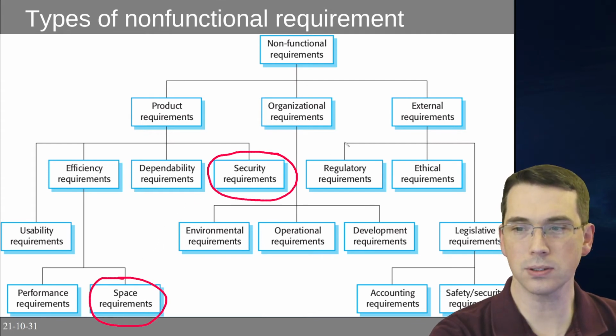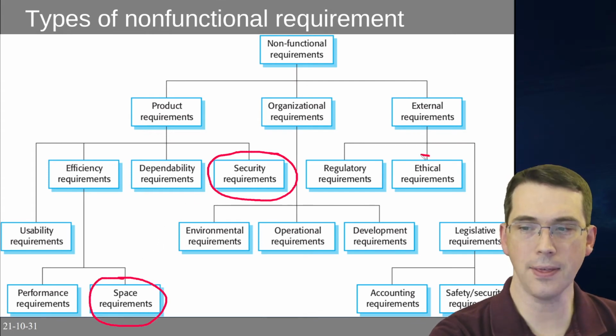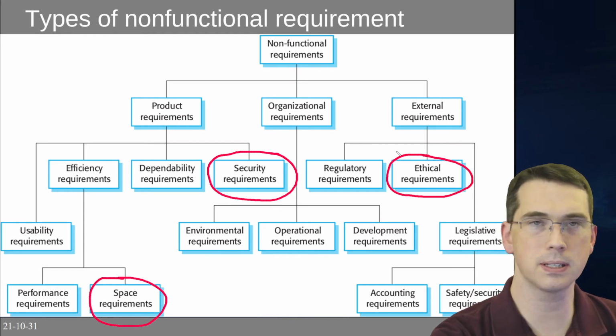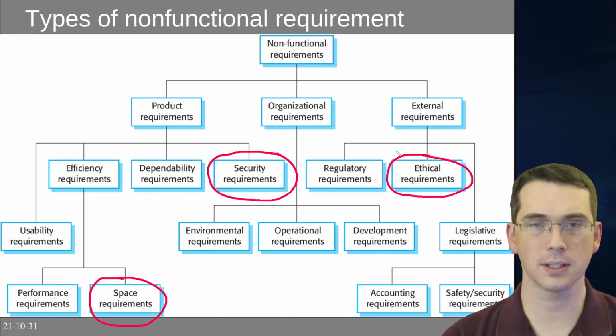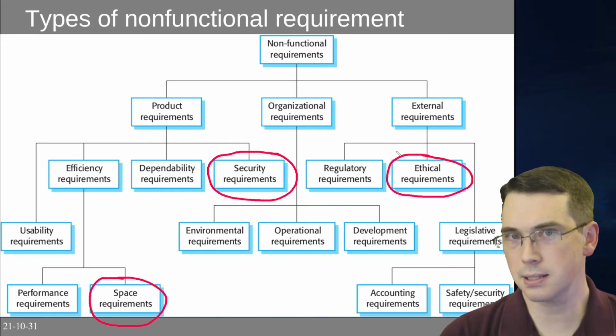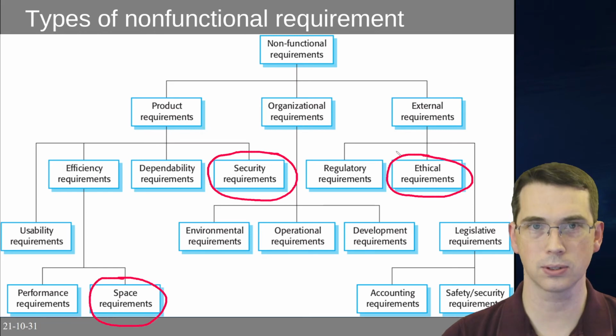We can always go over here also to external requirements, maybe ethical requirements. There's a whole bunch of conversations around what Google was doing with their AI systems and the contracts they were accepting. They brought in some ethical requirements that the company was going to impose. And so that's an ethical requirement.